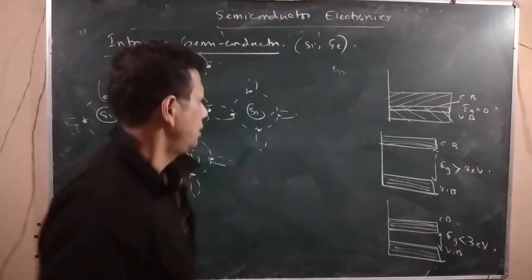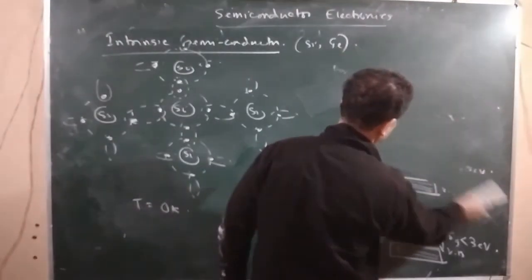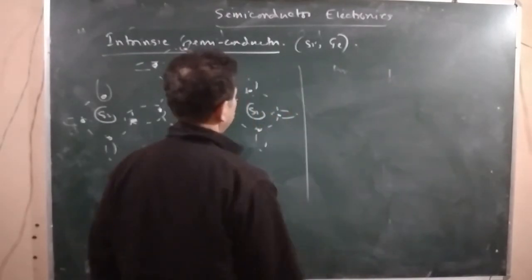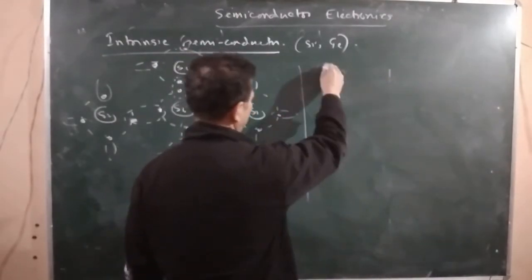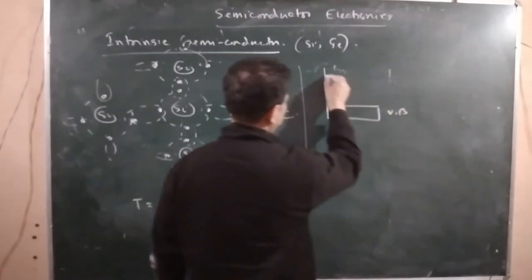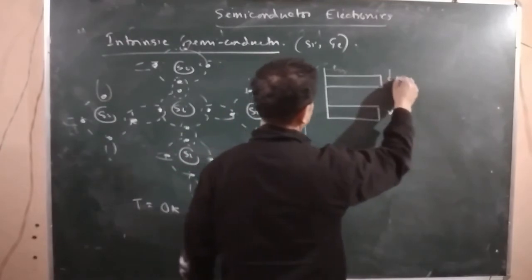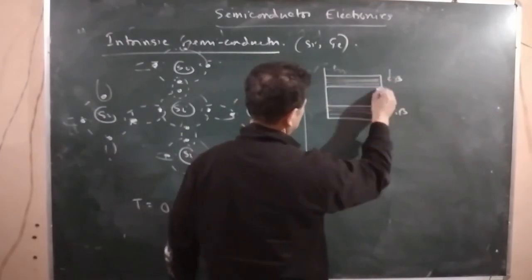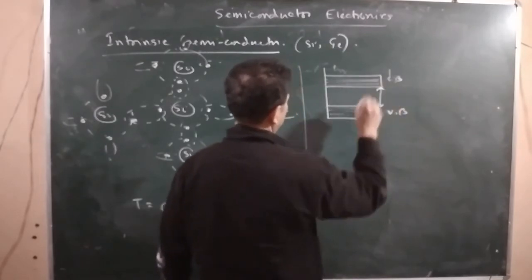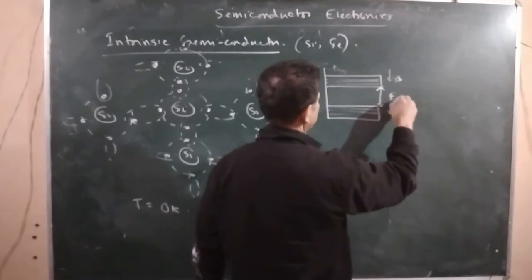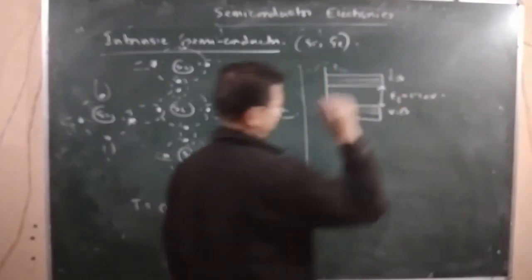So if you are asked to draw the energy band of a semiconductor at absolute 0, what will be the diagram? So this is the valence band and this is the conduction band of our semiconductor. Okay, so this is the energy gap. Suppose here we are taking silicon, so this energy gap will definitely be equal to 1.1 electron volt.